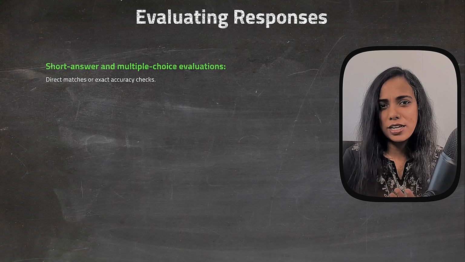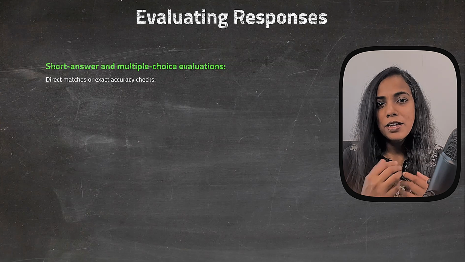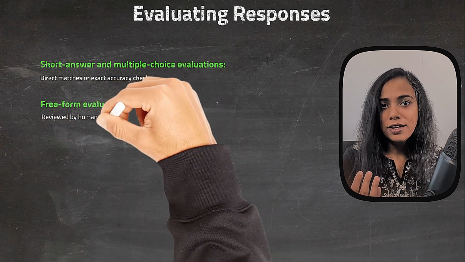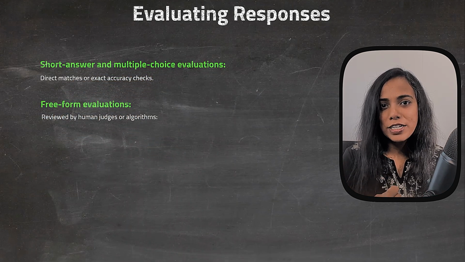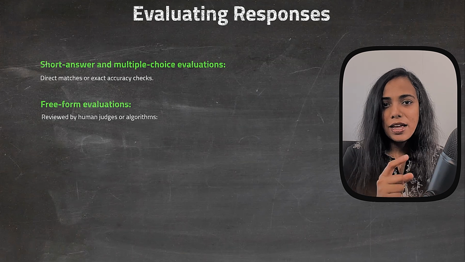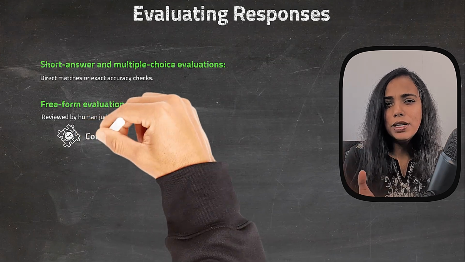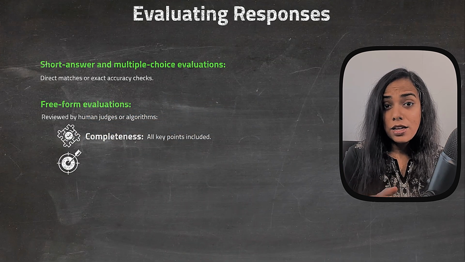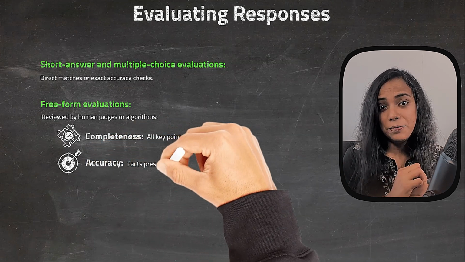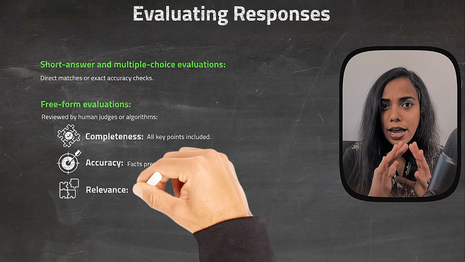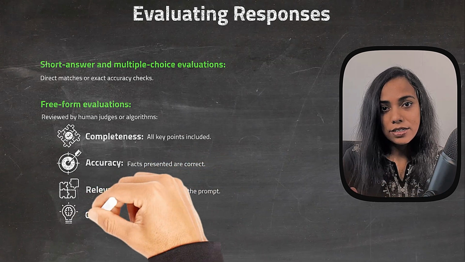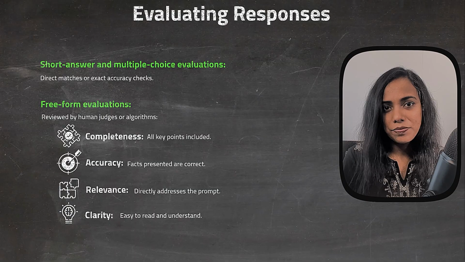You can just match the answer and it's either right or wrong. But in case of free-form evaluation, you need the response to be evaluated either by a human judge or by an algorithm. So if an algorithm looks at it, it needs to look at: is the answer complete? Are all the key points included? Are the facts presented correctly? Is it relevant? Does it directly address the prompt? Is it clear? Is it easy to understand? So overall, HELM is a pretty robust metric that's quite holistic in its coverage of different aspects of a large language model.